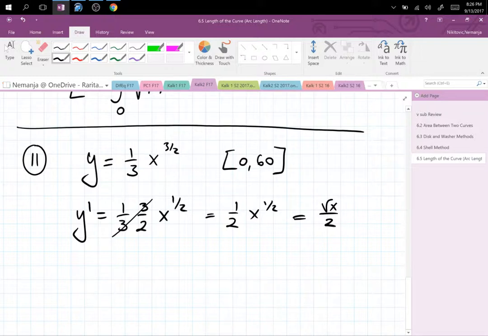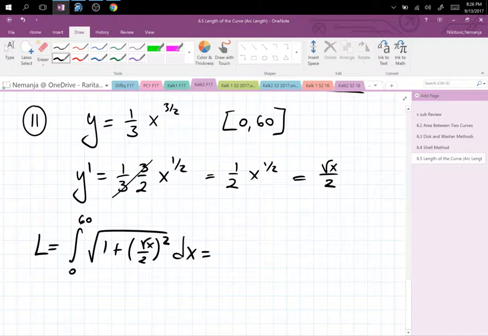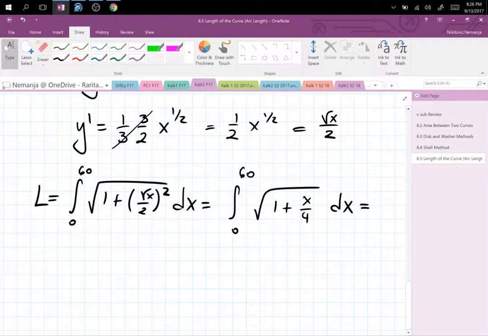So that's our derivative. The length of the curve is the integral from 0 to 60 of the square root of 1 plus, and the great killer here is to remember to square. All right? That's the one that really kills the grade. So that's going to kill the square root. And we have 1 plus what? Very good. dx. Yeah, gotta be quicker with those things.